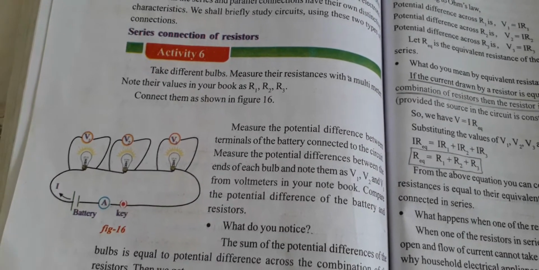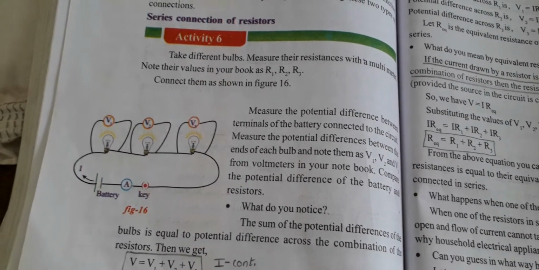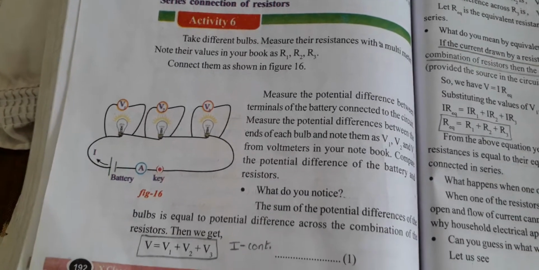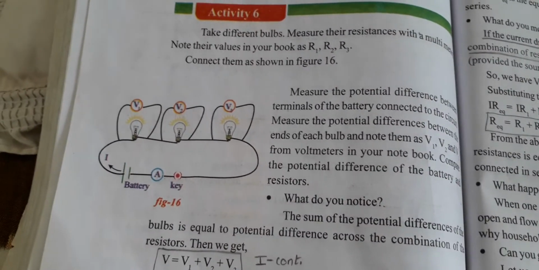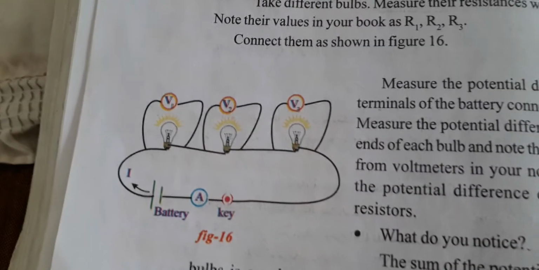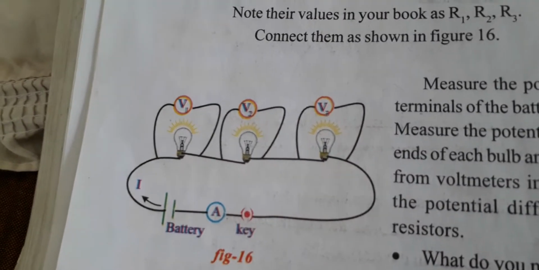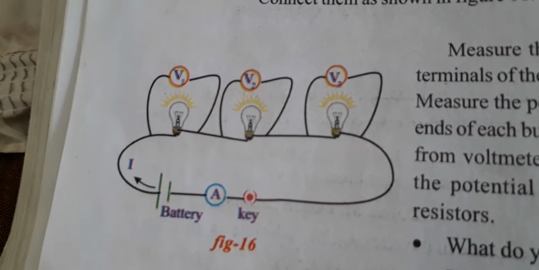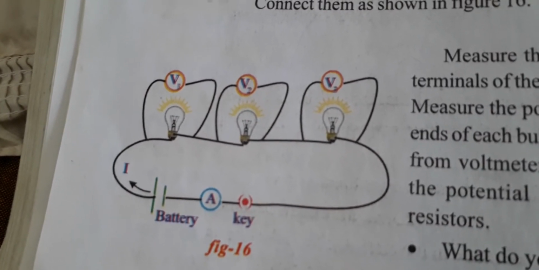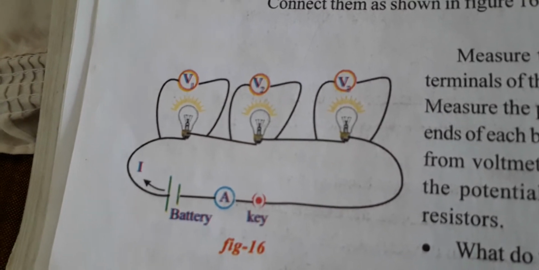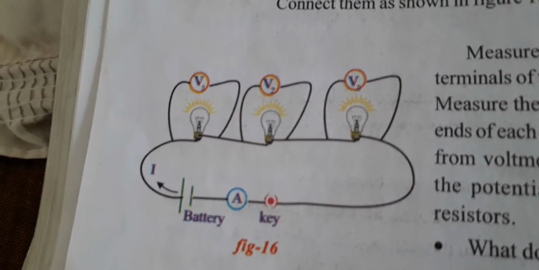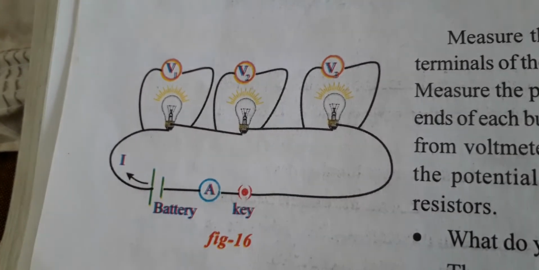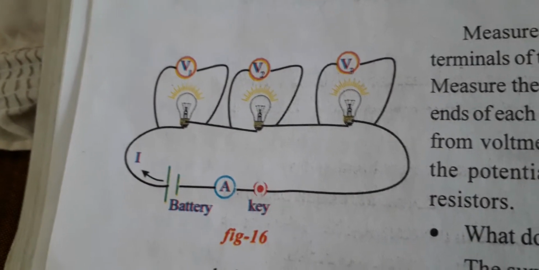Moving on to the next activity. Take 3 bulbs, connect them end to end. End to end means as shown in the figure here, such that the current that is flowing through each bulb is the same and the potential difference across the bulbs will be changing. So that is called series connection.